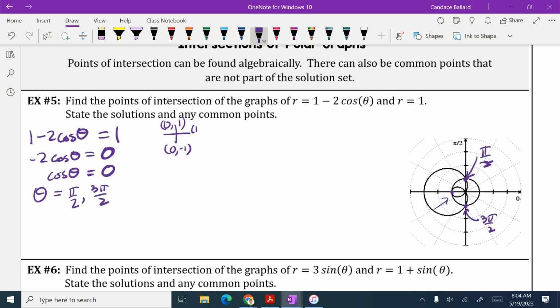Okay, so let's see if we can figure out what happened with it. Let's start by just showing the 2 points that intersect. So we know that, go ahead and put this into Desmos.